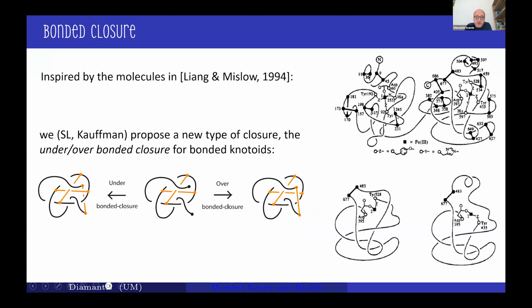Young and Mislow, a paper of Young and Mislow, like in '94, where they actually did something like that. As you can see here, the pictures show exactly this. Although they didn't call it a bond back then, they called it something else. They didn't call it a closure. And we were able to prove some very interesting results, and hopefully a paper will be available on arXiv soon.